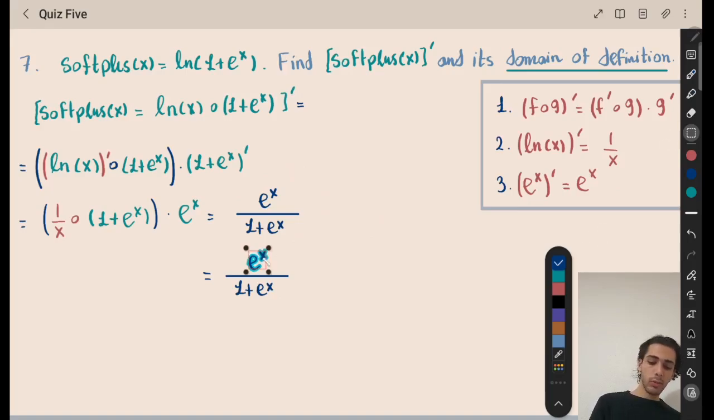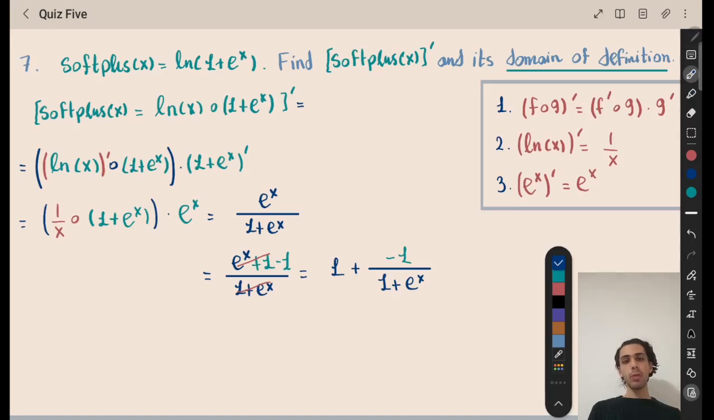So what I'm going to do here is add 1 to match the denominator, and I will take away 1 because I can't really add 1 out of thin air, but I can add 0. So this is equal to 0. And so this cancels out and gives me 1, but I still need to add the minus 1 that I just took, divided by 1 plus e to the x. And I hope you don't mind if I just put this minus here.